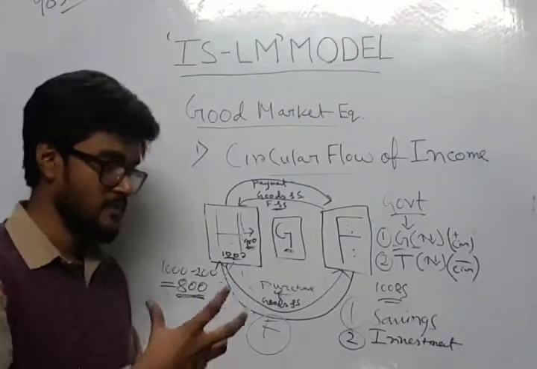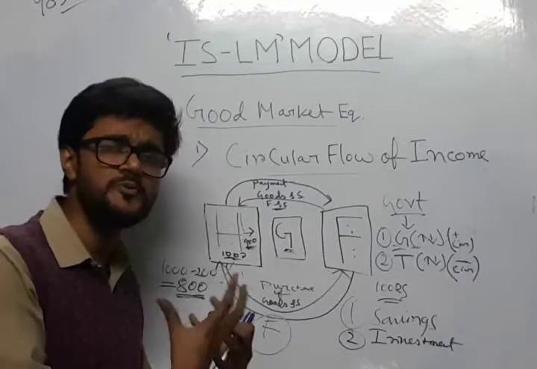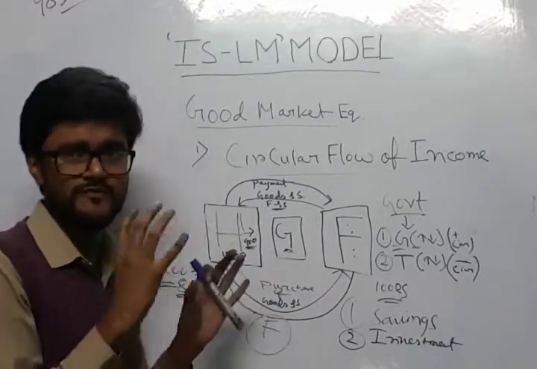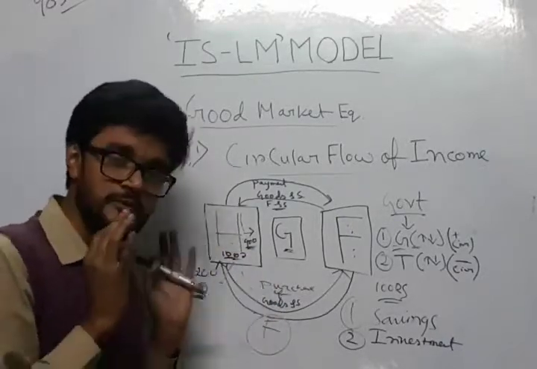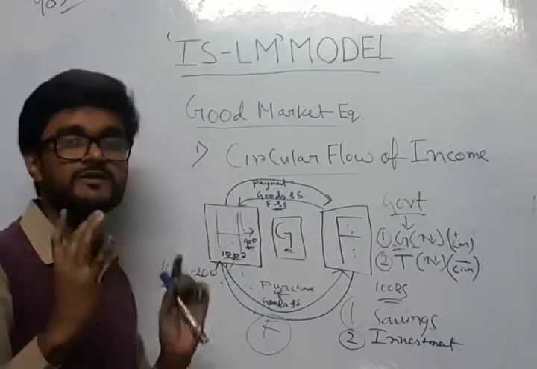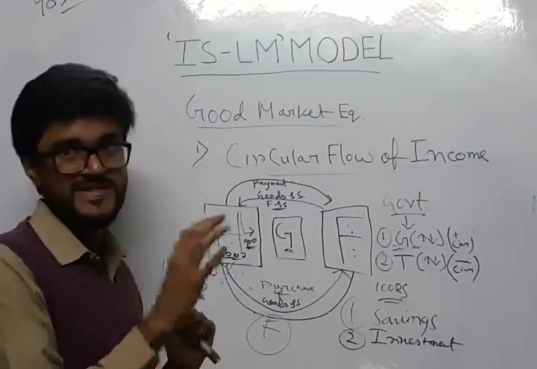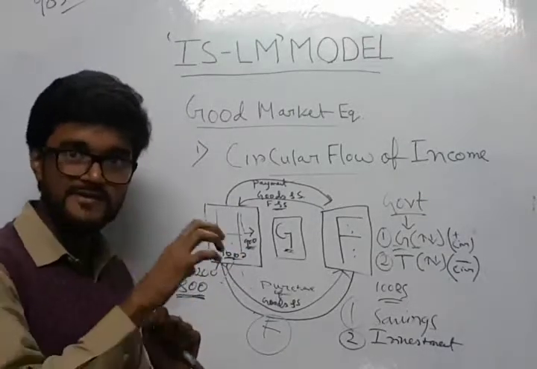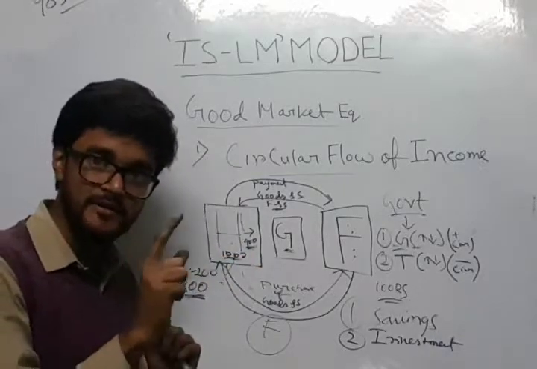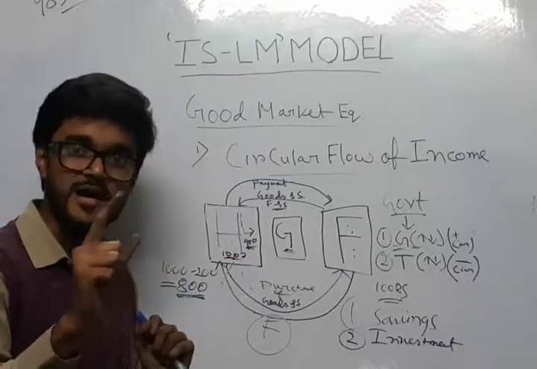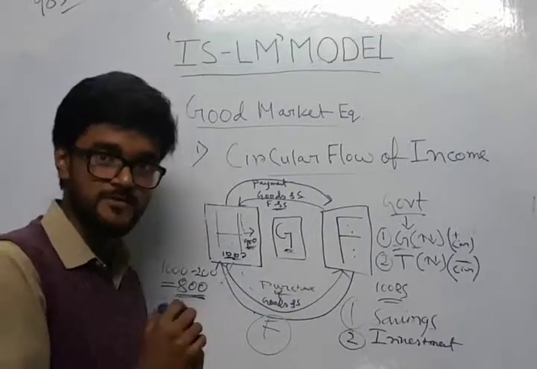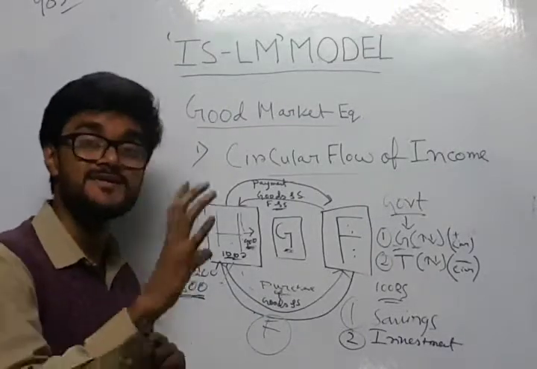Let's say, how does production take place in an economy? First, we have to understand this. For production, the first and foremost thing we need is money, that is capital. By that capital, we'll buy labor and other factors for the production purpose. So first we need money.